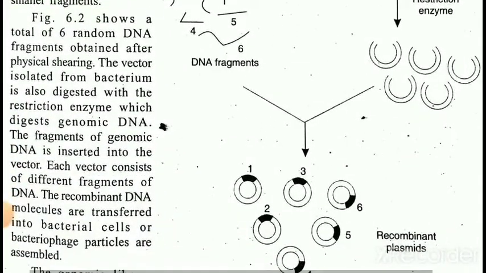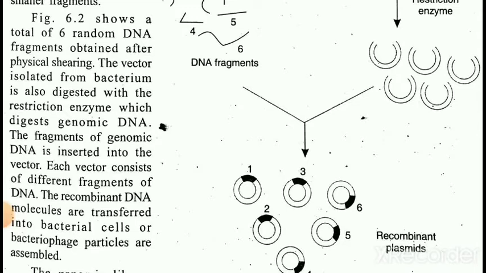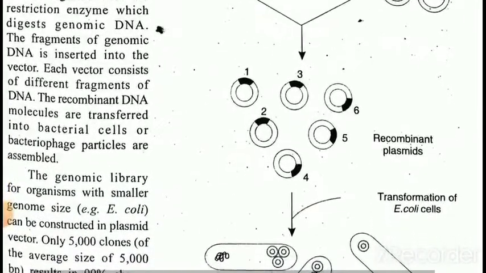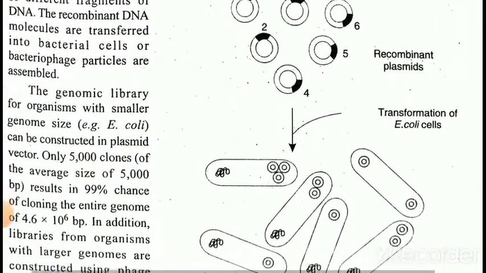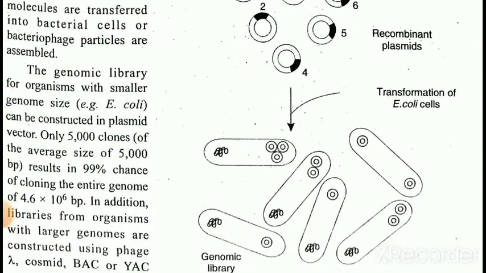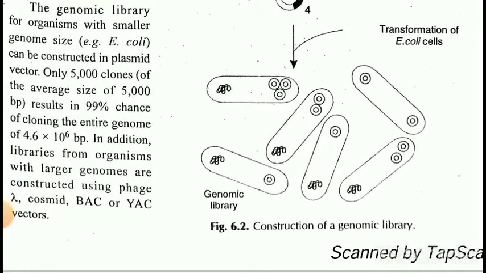There are two basic ways of fragmenting genomic DNA randomly: physical shearing, e.g., pipetting, mixing or sonication, and partial restriction enzyme digestion. By using a limiting amount of restriction enzyme, the DNA is not digested at every recognition sequence. Using these methods, genomic DNA is broken randomly into smaller fragments. Figure 6.2 shows a total of 6 random DNA fragments obtained after physical shearing. The vector isolated from bacterium is also digested with the restriction enzyme which digests genomic DNA. The fragments of genomic DNA are inserted into the vector. Each vector consists of different fragments of DNA. The recombinant DNA molecules are transferred into bacterial cells or bacteriophage particles are assembled. The genomic library for organisms with smaller genome size, e.g. E. coli, can be constructed in plasmid vector. Only 5,000 clones, of the average size of 5,000 bp, result in 99% chance of cloning the entire genome of 4.6 × 10^6 bp.